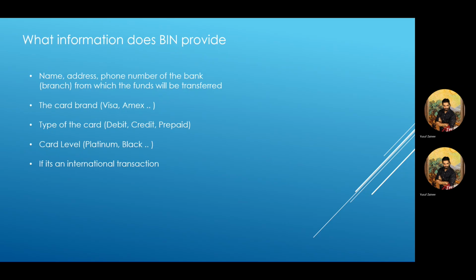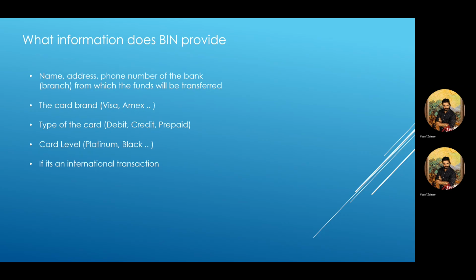So we have been talking about the bin number, but what exactly does this bin provide? First of all, it tells the name, address, and phone number of the bank or the branch from which the funds will be transferred. All this information is provided by the bin range. When a bank approaches a particular payment scheme, there's some calculation which happens, after which the bin range is given. That calculation, I'm not aware of it, but that holds all this information.